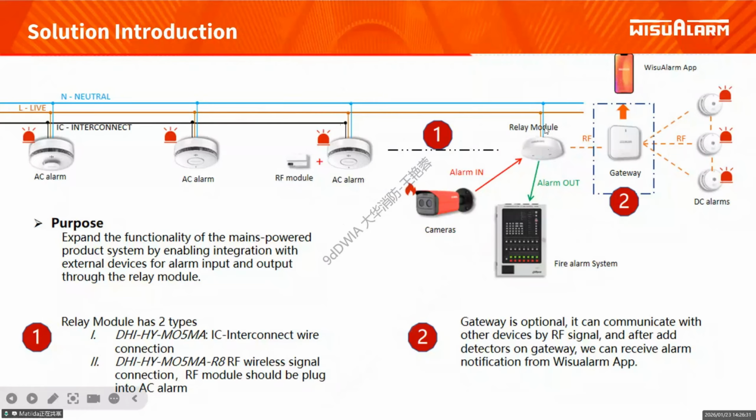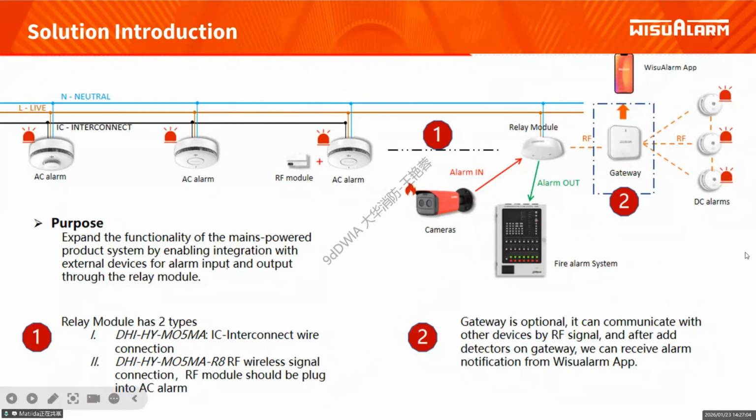And also, the relay model can link to the external devices, the alarm output devices, like the sounder or fire alarm panel. And if you also add the gateway into the whole solution, you can also receive the alarm notification on your mobile phone. So this is the first way.